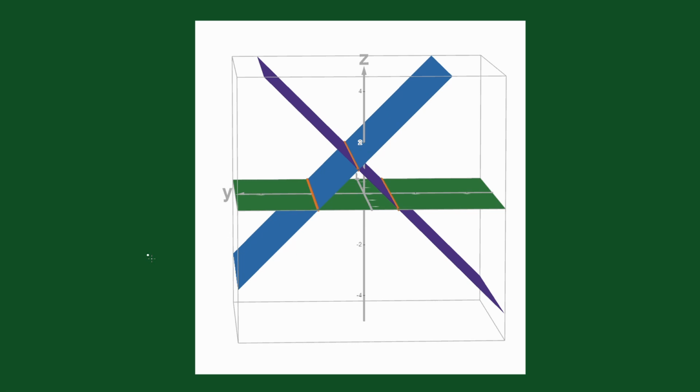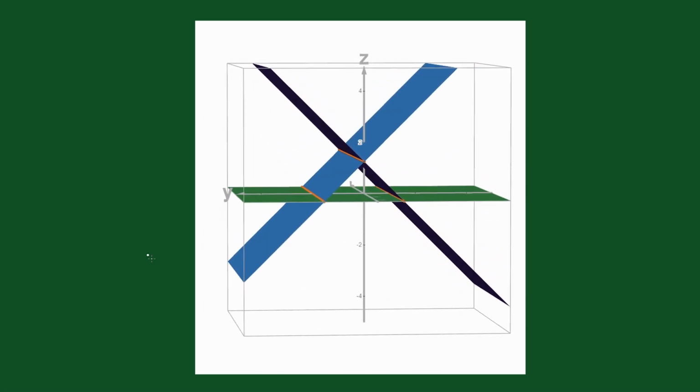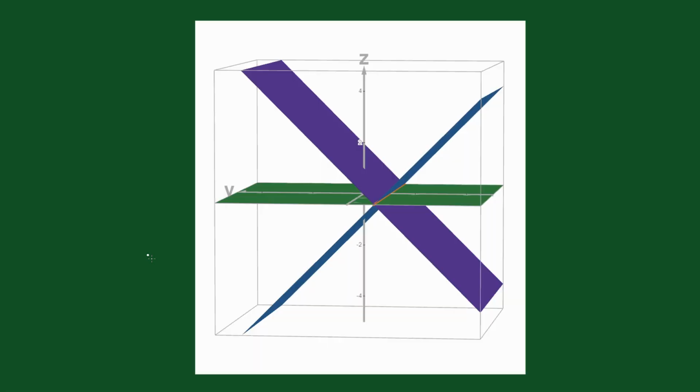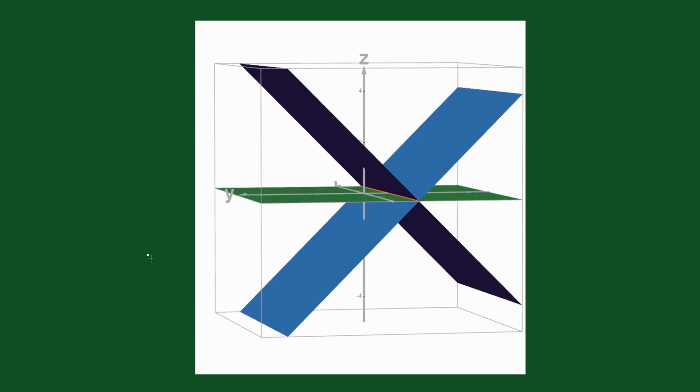Now, the third scenario, and this is the one that's most interesting to me, is the one where none of the normal vectors are multiples of each other, and that means that none of the planes are parallel to one another. And 3 things can happen. You can either have the 3 planes meeting at 3 separate lines, like this here. You could also have the 3 planes meeting at one line, like this. You see how they all intersect at a single line.